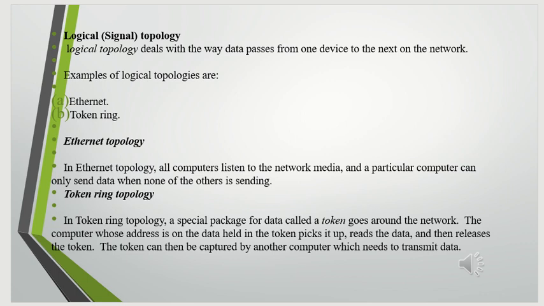And in token ring topology, a specific package of data called a token goes around the network, and then the computer whose address is on the data held in the token picks it up, reads the data, and then releases the token so that other computers can also transmit the data.